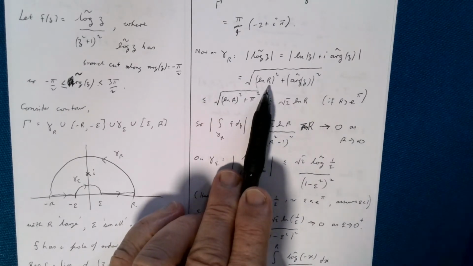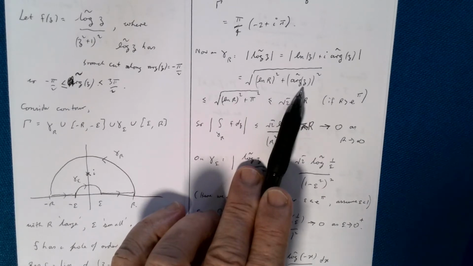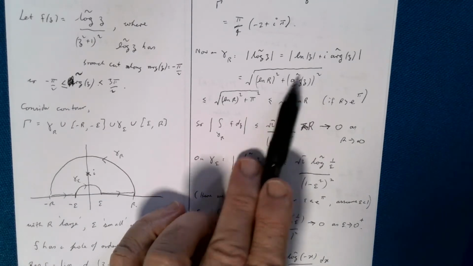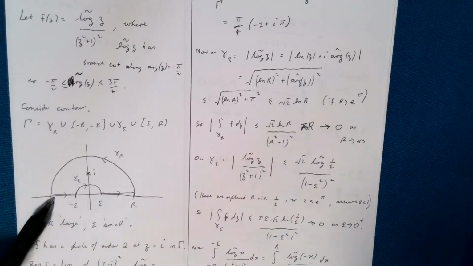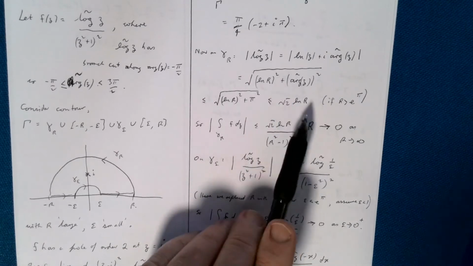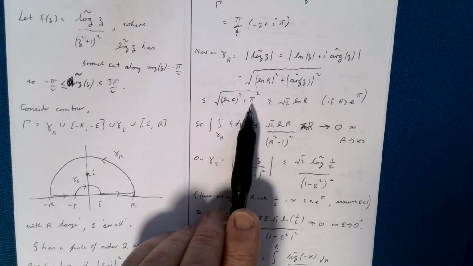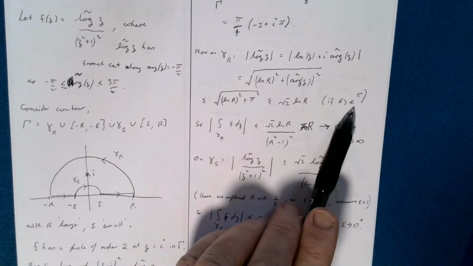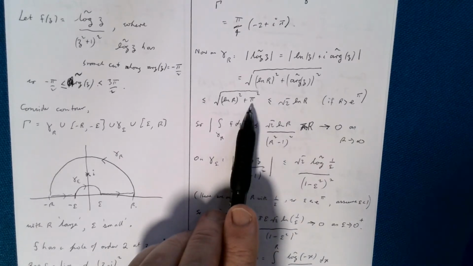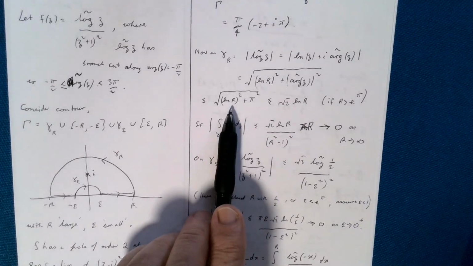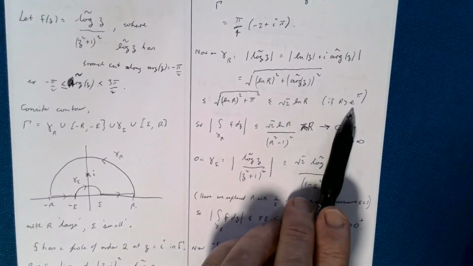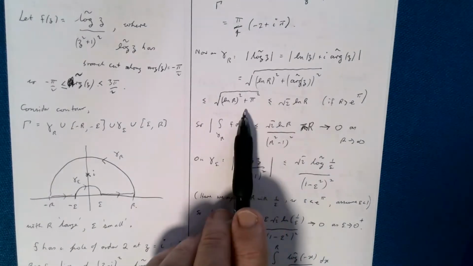We get this expression, and the biggest this can be is pi on our contour, because the contour is going around this way. So this is less than that plus pi squared, and then I can say that this is less than log r squared, provided r is bigger than e to the pi. So I'm saying pi squared is less than log r squared, that is, pi is less than log r. So if r is bigger than e to the pi, we can say this quantity is less than root 2 log r.